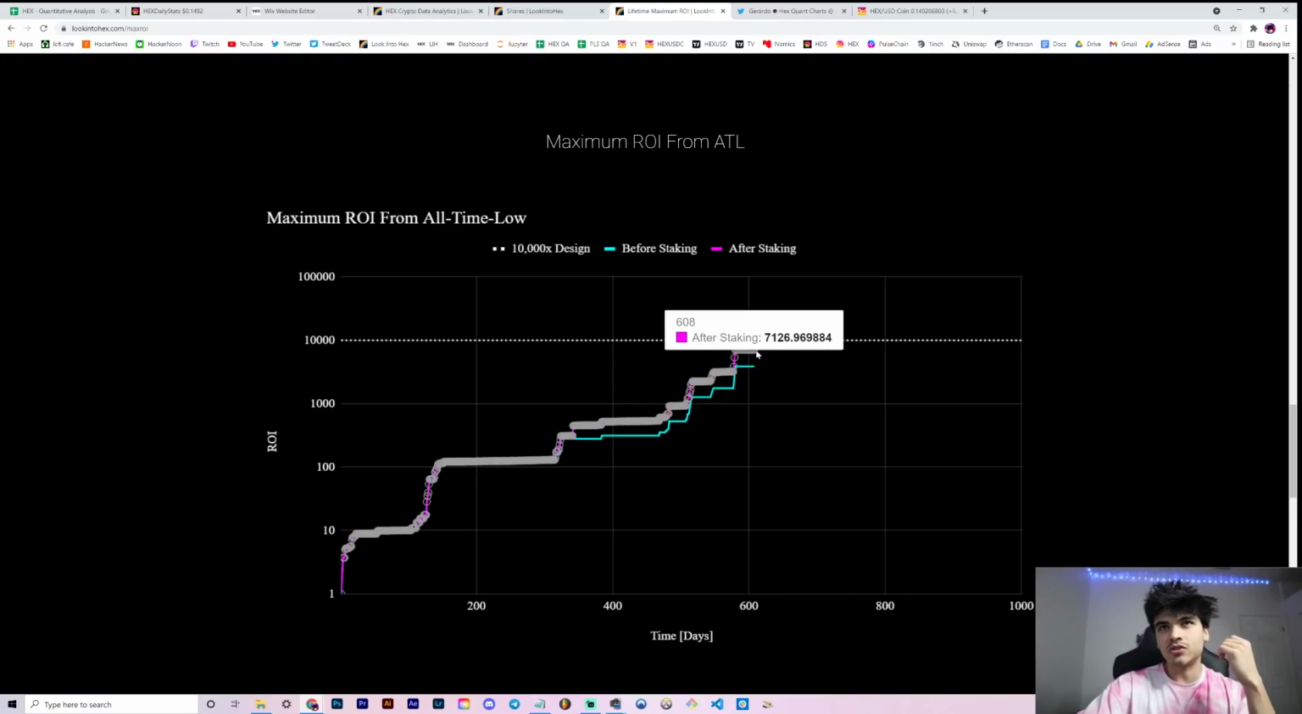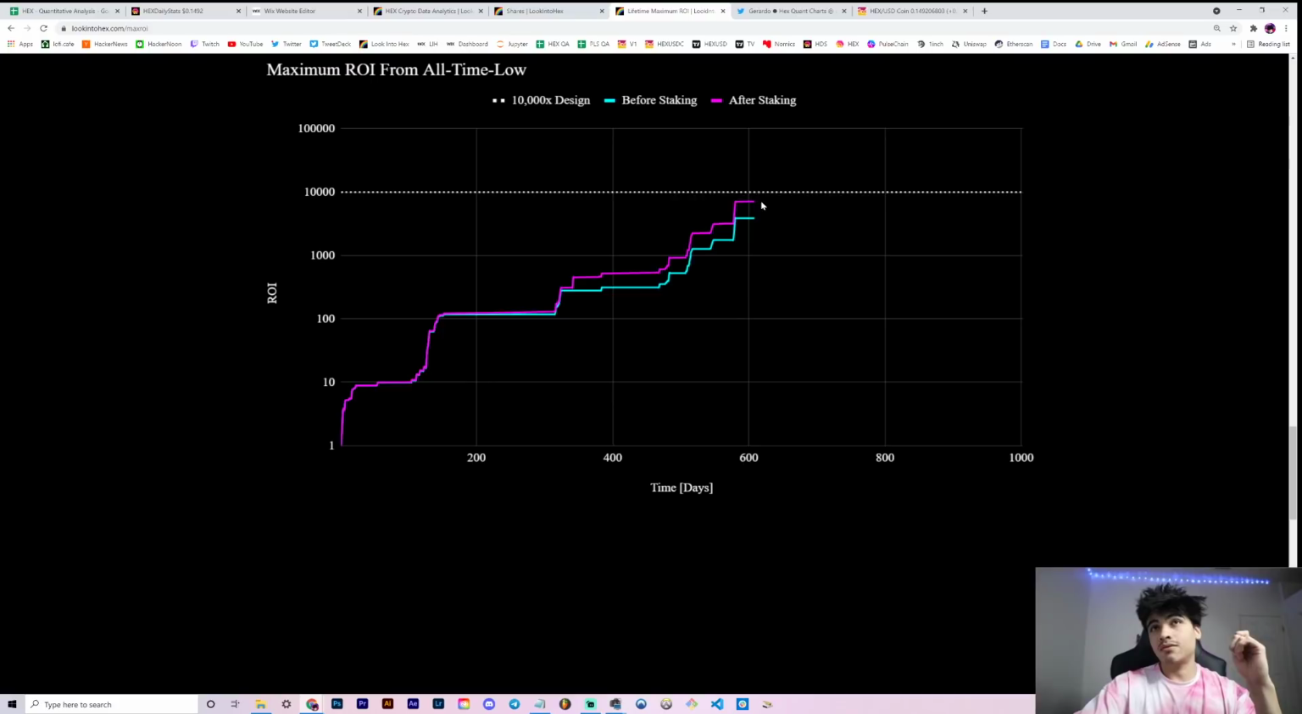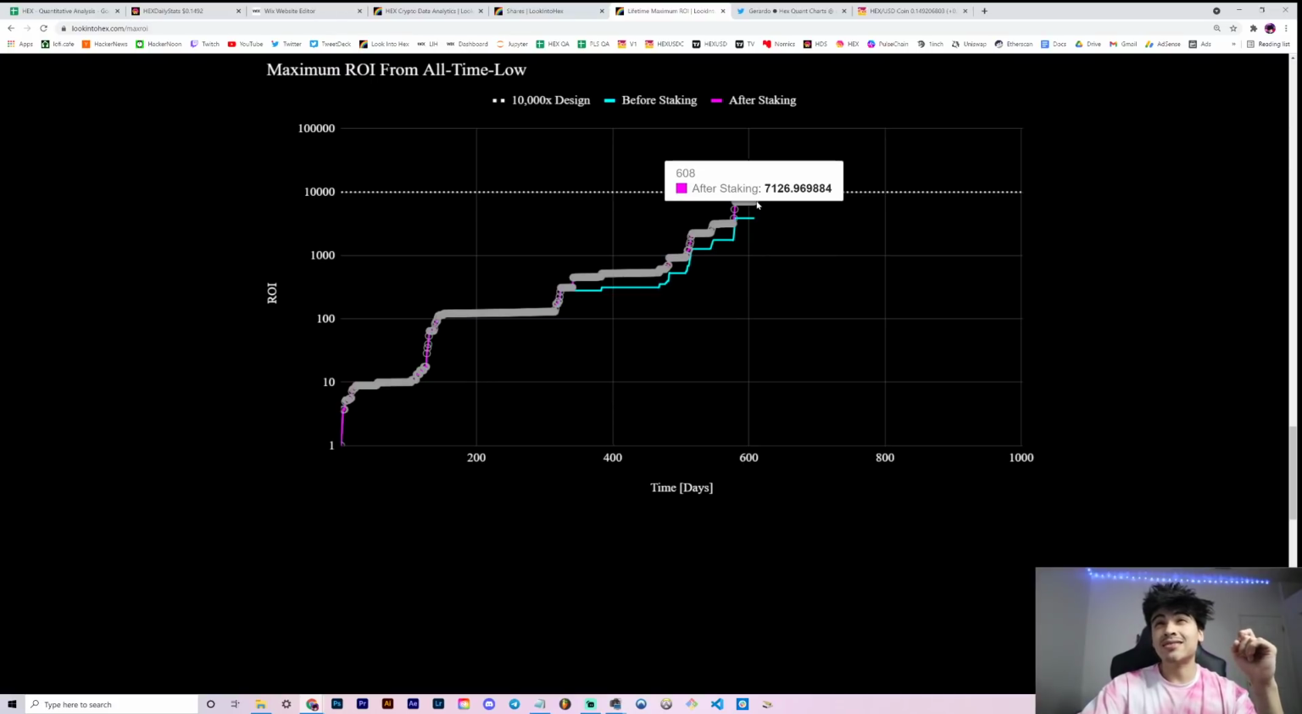So a staker is doing about 1.83x better than a non-staker, again reflected in your share rate. You can see that with this, your maximum ROI from all-time low. And notice how close this is to 10,000x. It's really not that far at all. You could say you only need a 1.4x from all-time high.